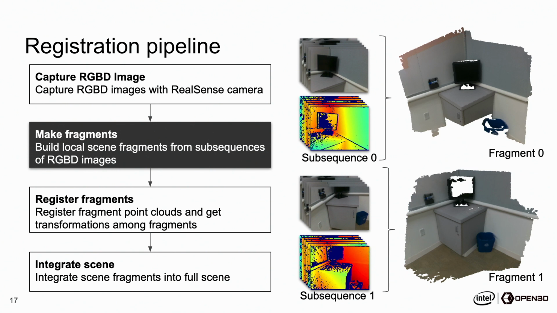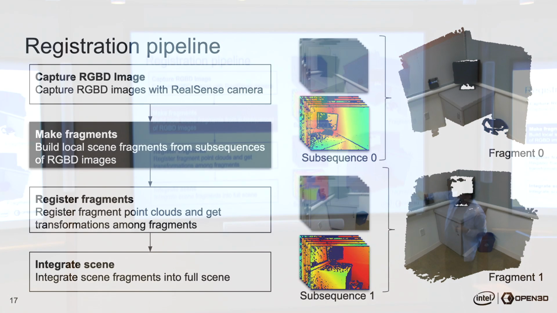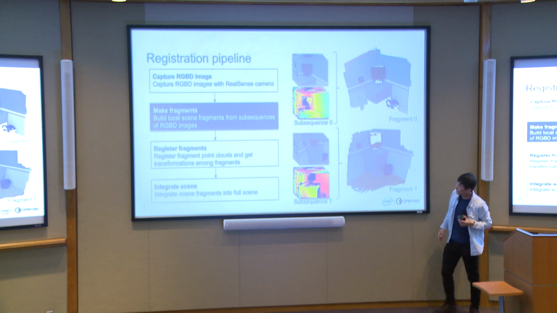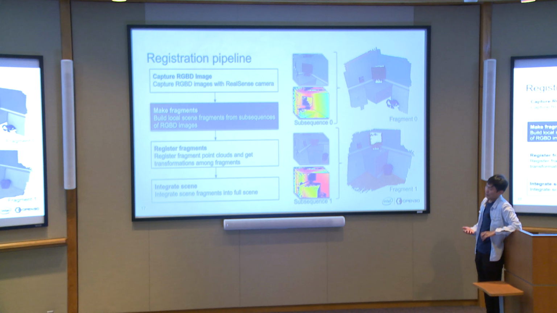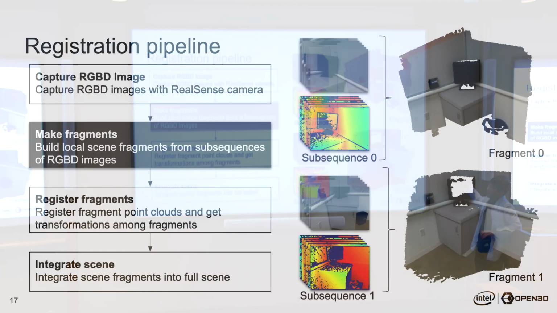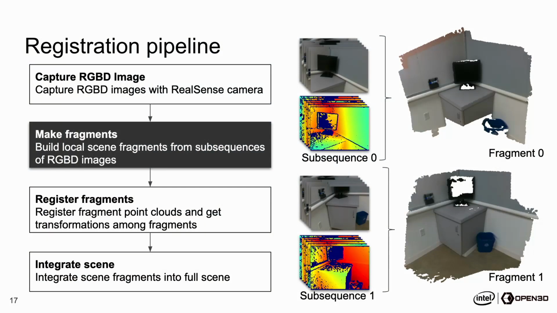In sequence 0, we produce a fragment. We call it fragment 0. Right? Sequence 1, we produce fragment 1. As we can see here, fragment 0 is missing the lower part. Fragment 1 is missing the monitor part. Since in each image subsequence we only see a subset of the scene, the fragments only represent a local patch of the scene.